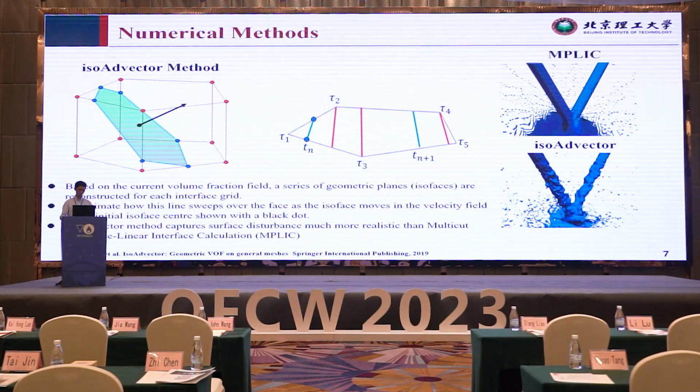We use the isoAdvector method, where we have compared the differences between the multi-cut piecewise linear interface calculation method, also known as the MPLIC method, and the isoAdvector method, and found out that isoAdvector shows a more realistic surface disturbance. It uses a series of geometric planes known as isosurfaces to reconstruct each interface grid based on the current volume fraction field. Furthermore, isoAdvector is a geometric volume of fluid method for advection of a sharp interface between 2 incompressible fluids, working on both structured and unstructured meshes with no requirements on the cell shape.